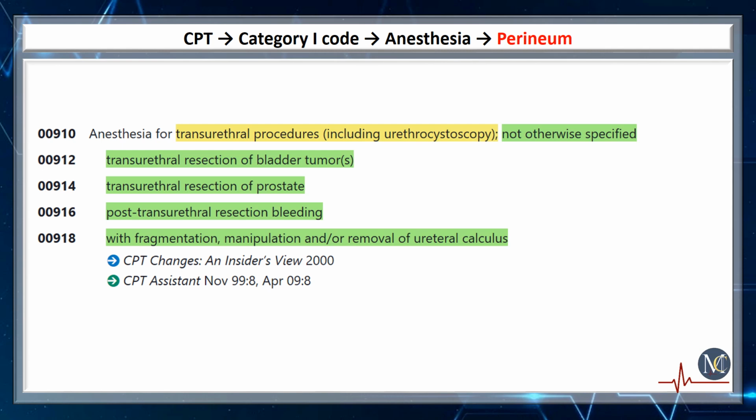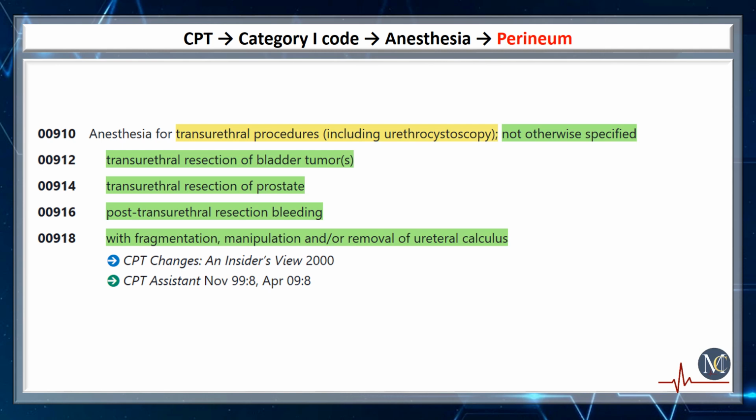Next code is 00912, transurethral resection of bladder tumors. The provider performs anesthesia services for a patient undergoing excision of one or more tumors within the bladder performed through the urethra, which is the opening for outflow of urine.